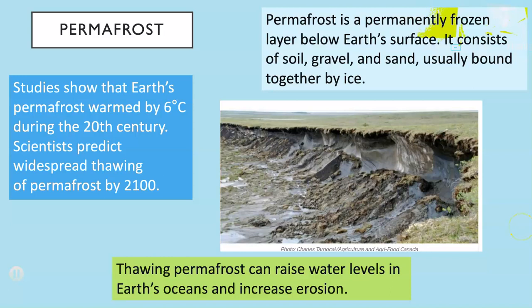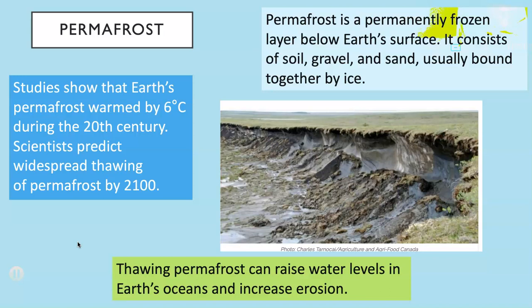Because the Earth is warming, of course, permafrost is also starting to melt. And studies have shown that permafrost warmed by about 6 degrees during the 20th century, and widespread thawing is predicted to continue throughout this century. So if the permafrost thaws, well, then water levels can rise in the oceans because the water is going to eventually run into the oceans.